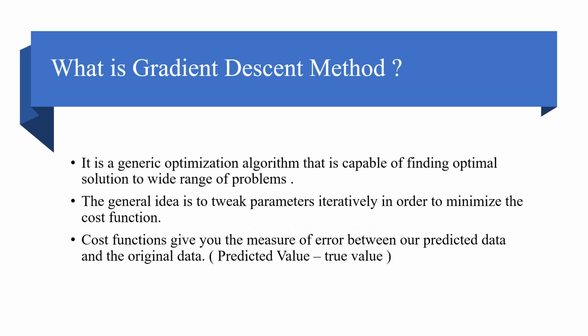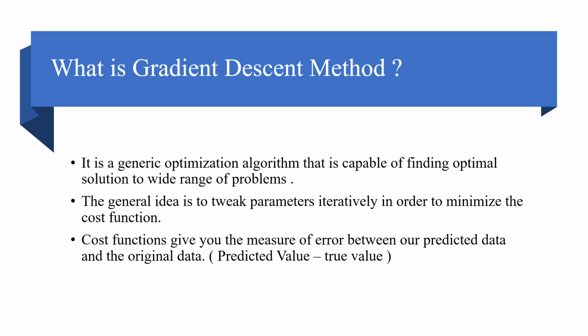Gradient descent is basically a generic optimization algorithm that's capable of finding optimal solutions to a wide range of problems. It can be used on a wide range of models or other kinds of problems. Basically, the general idea here is to tweak the parameters iteratively in order to minimize the cost function. The cost function is just the measure of error between our predicted values and the original data.